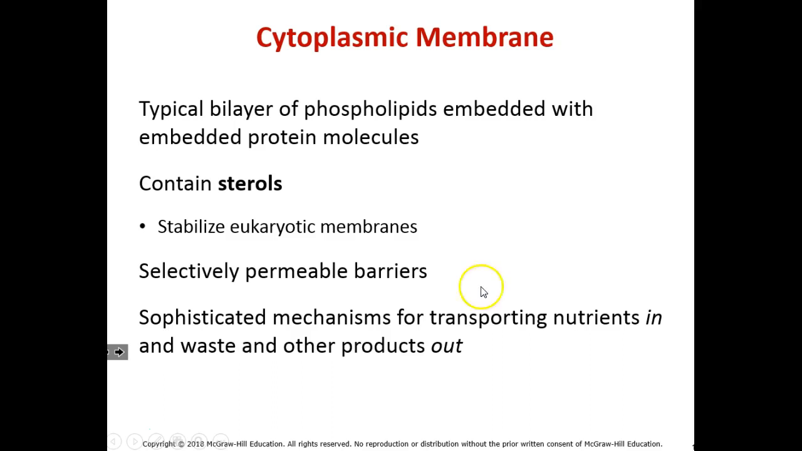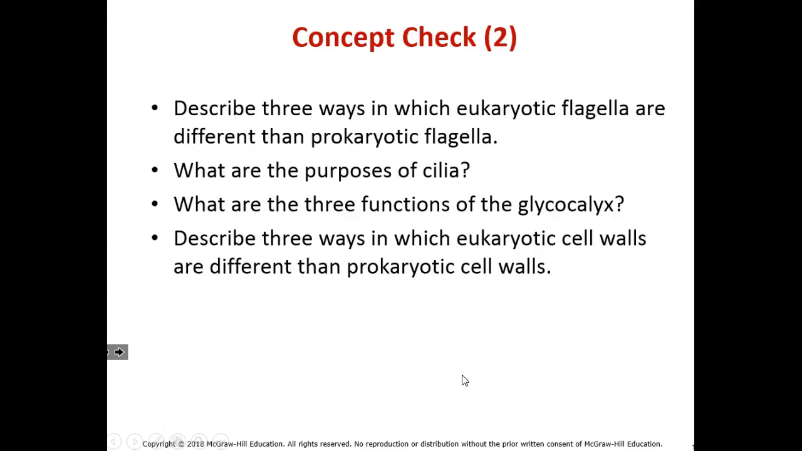The cytoplasmic membrane, also known as just the cell membrane. It's a typical bilayer of phospholipids with embedded protein molecules. It contains sterols, which stabilize eukaryotic membranes. It's a selectively permeable barrier. What does selectively permeable mean? Only certain things can pass through it. It has a sophisticated mechanism for transporting nutrients and waste and other products.